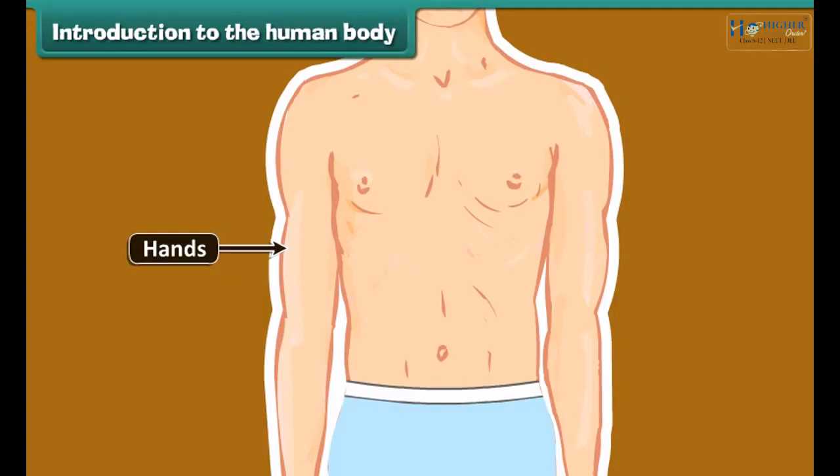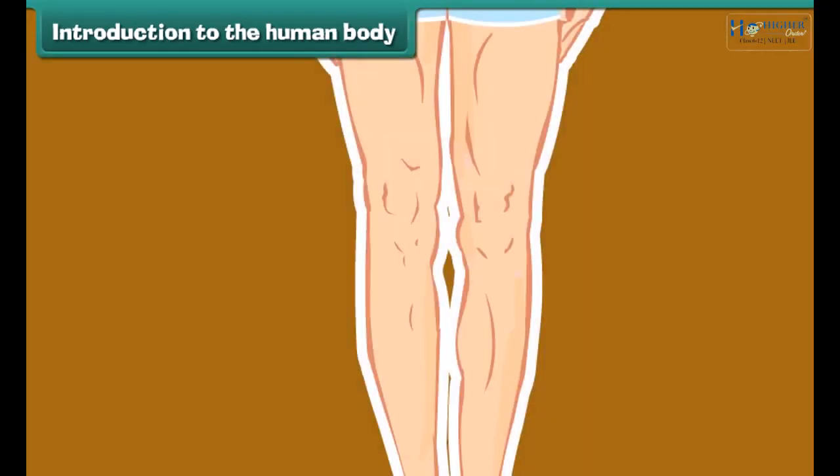Another body part is stomach. It is a kind of a bag where all food that we eat gets stored for digestion. And finally our legs that help us to stand straight, walk and run and play.